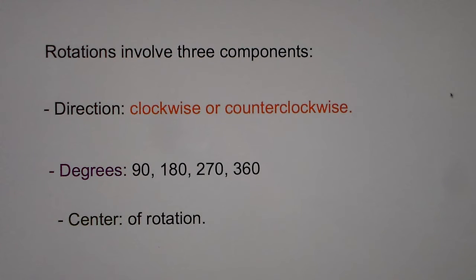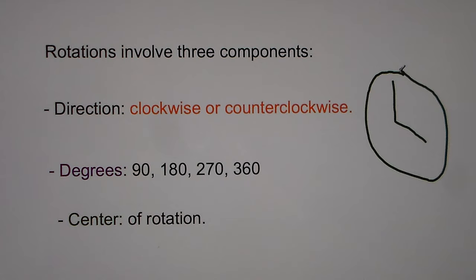We have three components. In rotations, we have direction, whether it be clockwise or counterclockwise. Now, just like on a clock, got the hands of a clock. Clockwise is going in this direction, like the hands of a clock. They're rotating in that direction. Counterclockwise means they're going in the opposite direction.